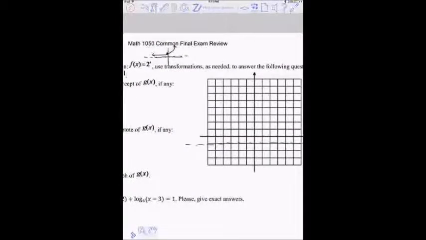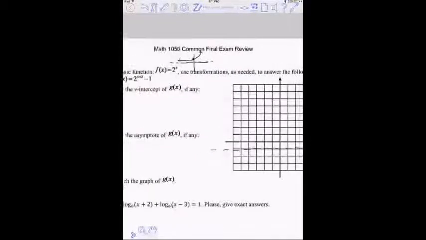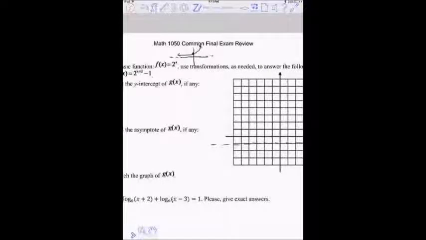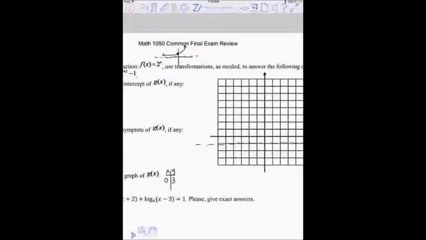Now the y-intercept, remember you find it by letting x equal 0. 0 plus 2 is 2. 2 squared is 4. 4 minus 1 is 3. So the y-intercept is the point 0, 3.